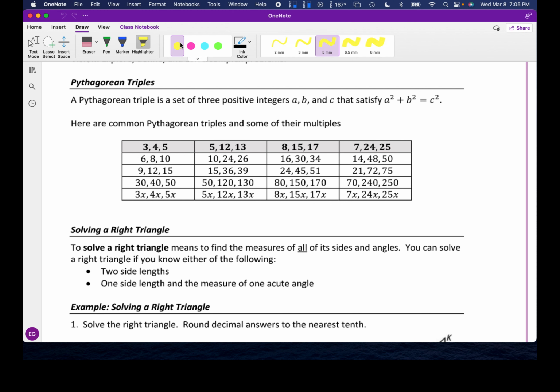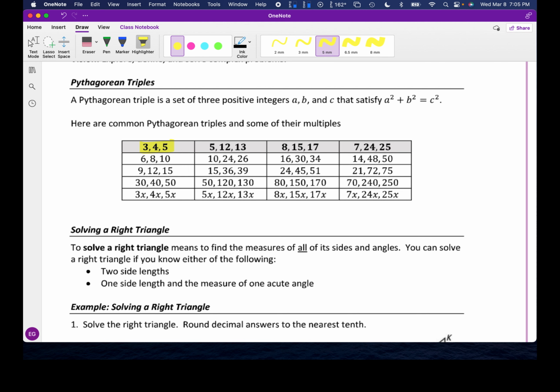The 3, 4, 5 is the one that you have probably heard the most, and the multiples of it work too. If I took 3, 4, and 5 and multiplied it by 2, I'd get 6, 8, and 10. That works as well. If I multiplied the 3, 4, 5 by 3, that works. I can multiply by 10, multiply by anything. As long as I multiply by the same thing, the 3, 4, 5 right triangle is always going to work.